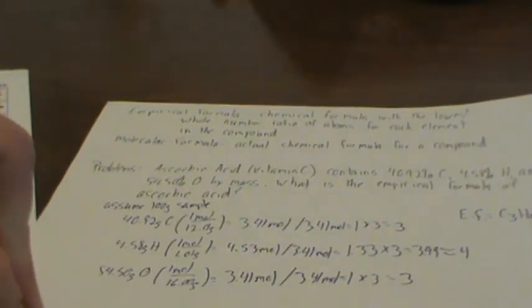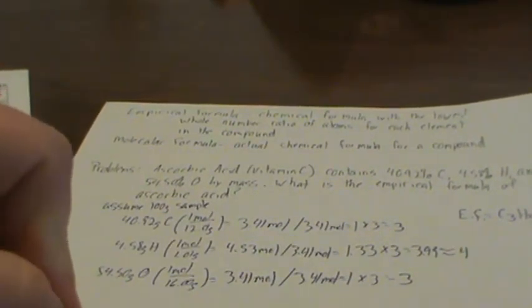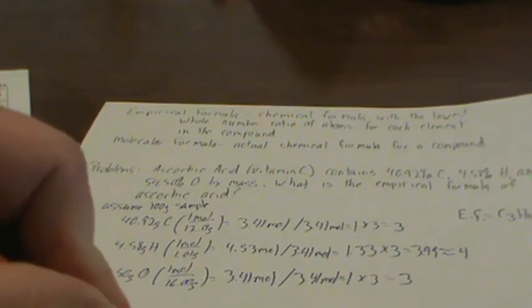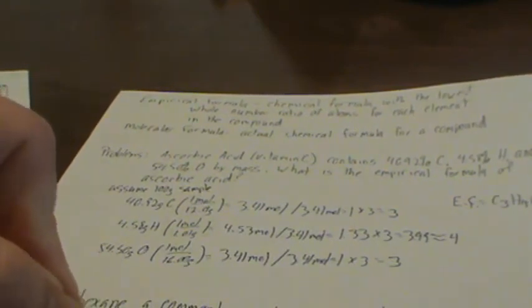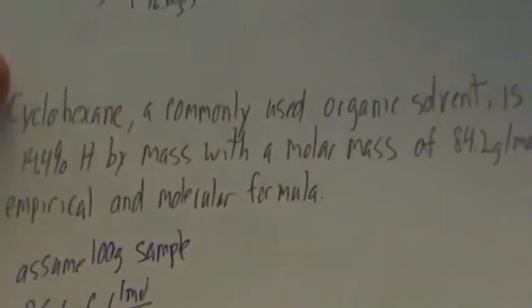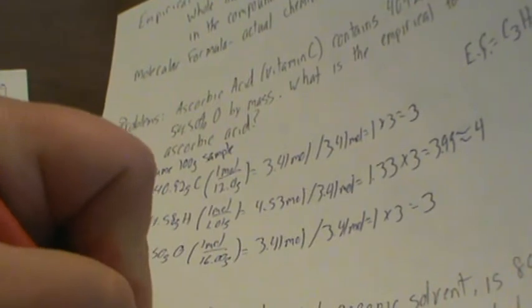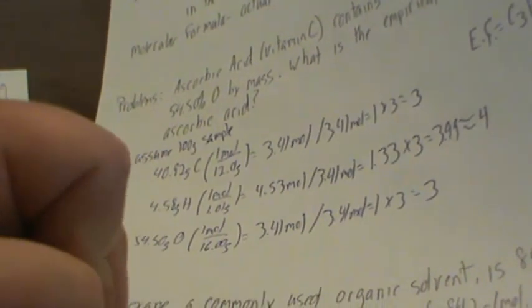We are going to assume we have a 100 gram sample just because it gives us the percents by mass. So we can say that we have 85.6 grams of carbon and 14.4 grams of hydrogen. And just like before, we're going to divide each of them by their respective molar mass so we can figure out how many moles we have of each element.